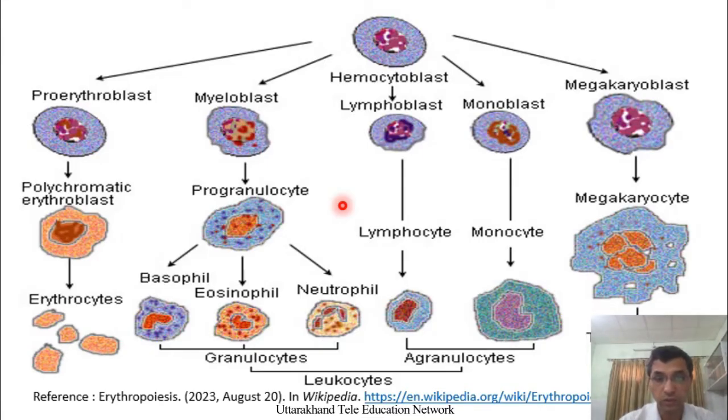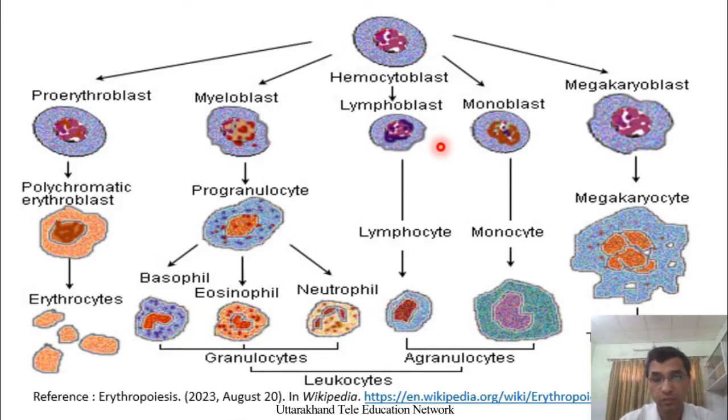But here our target is the precursor cells, that is the hemocytoblast, hematocytoblast. This hemocytoblast, blast means these are the stem cells. Now the question is, what are stem cells? Stem cells are those cells which can differentiate into any types of cells.